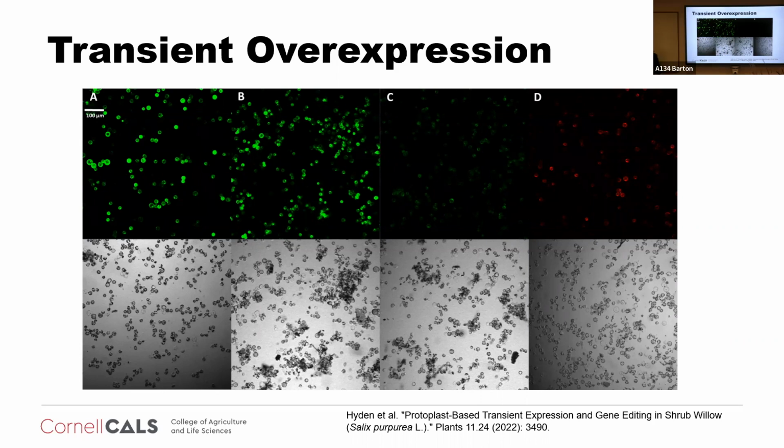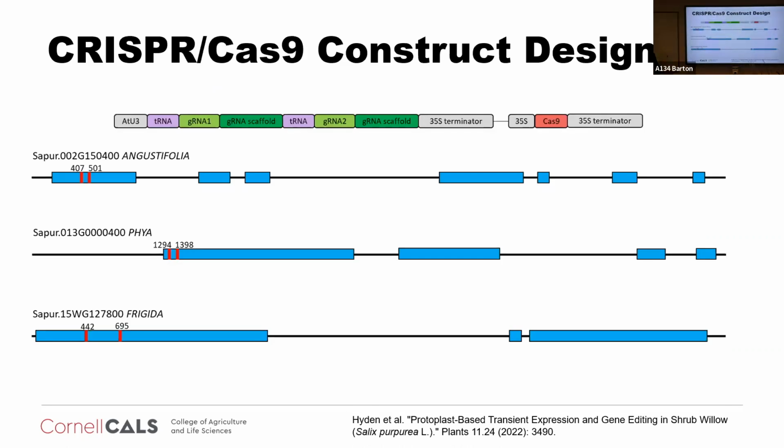Also, this is the first time anyone has shown transient expression in willow protoplasts. So we showed we could isolate protoplasts effectively. We showed we could do transient overexpression. So our next step was to see if we could accomplish gene editing in shrub willow cells.